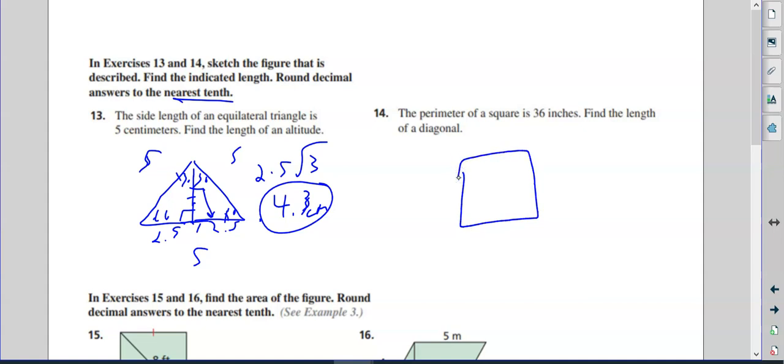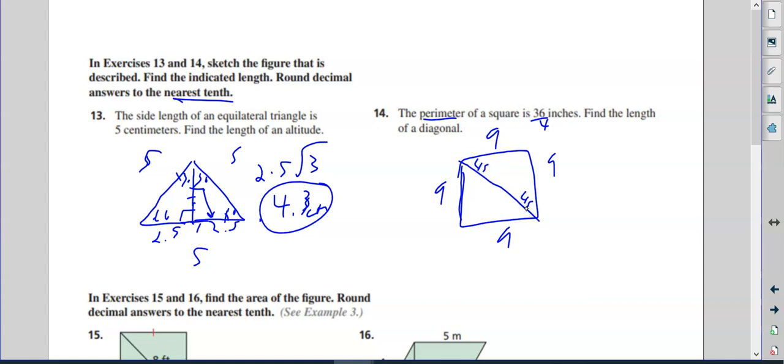Try to do my best. That's horrible. It says the perimeter, the distance around is 36. So we divide 36 by 4. That means we have 9, 9, 9, 9. Find the length of the diagonal. Well, if you remember from earlier, if this is a square and these are all 90s, that diagonal is a bisector. So this is a 45, 45, 90.